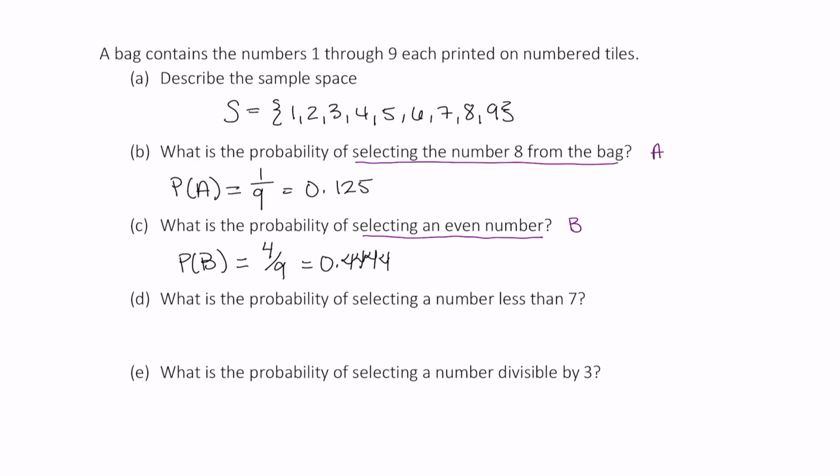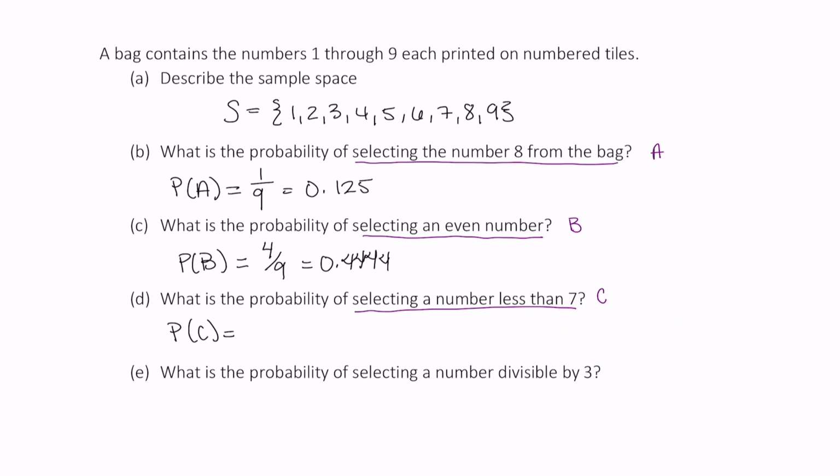Next, let's look at part D. What is the probability of selecting a number less than 7? Again, I'm going to name the event. So the event of selecting a number less than 7, I'm going to call this C. So the probability of event C is equal to, well, let's count how many numbers are less than 7. And here's where you want to use some caution. We don't want to include 7 unless it says less than or equal to.